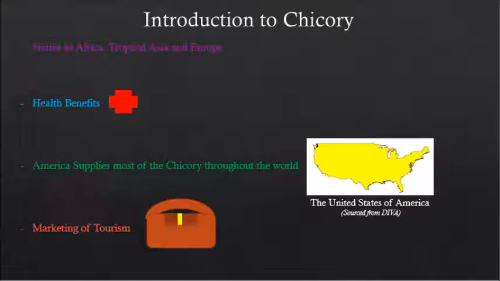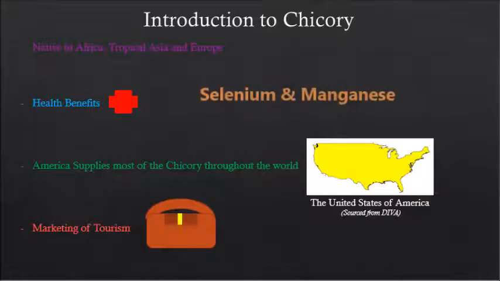Chicory has many nutritional advantages. One main factor of chicory is that it substitutes coffee, and coffee can sometimes have a negative impact on your body. Although chicory is not commonly known, it has been known to relieve upset stomachs, detoxify people's systems, and even regulate the heartbeat. The two main vitamins that are found in chicory are selenium and manganese.